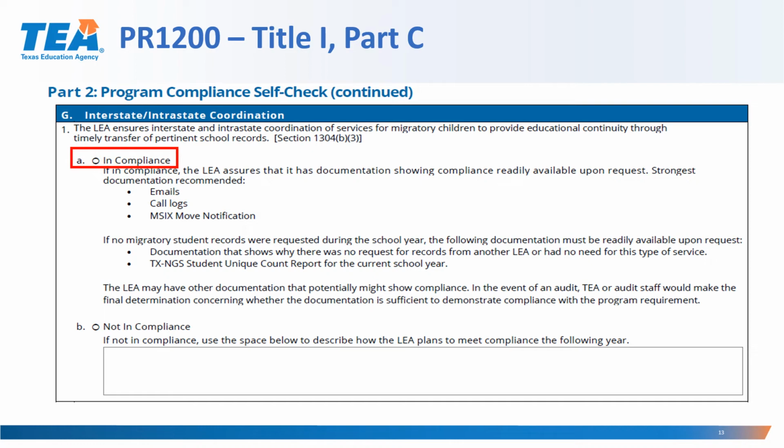If you didn't have any students for the school year, there was no need for a transfer of student records. So by printing the unique student count showing a number of 0, that would be sufficient. Additionally, if you have migratory students identified in the district, but there was no movement out of it, therefore there was no need for transfer of records. That would also satisfy the compliance for this requirement.